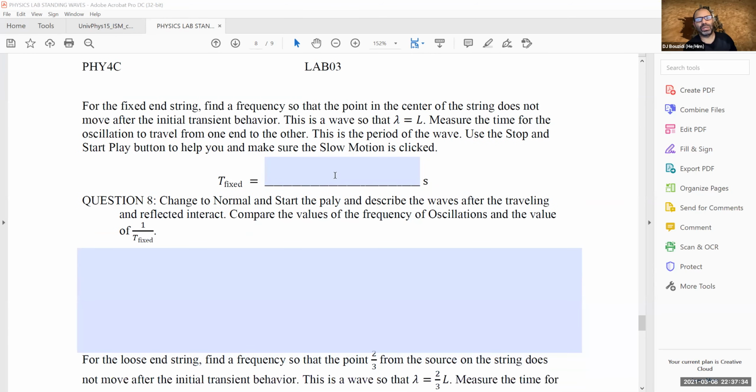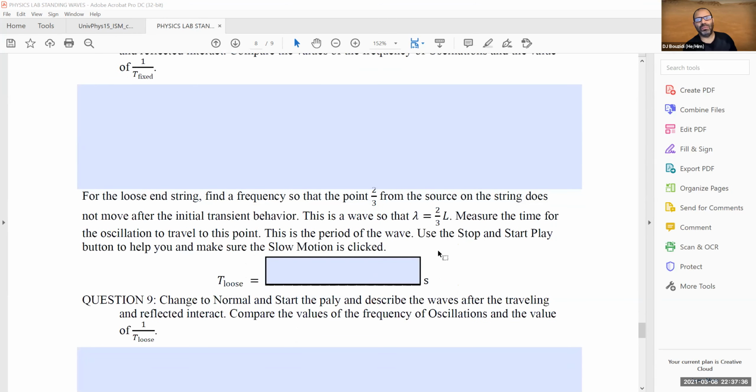So that is one question, question 8. Question 9, we're going to do the same thing, except now we have basically 3 points, 2 points in the middle that are fixed.